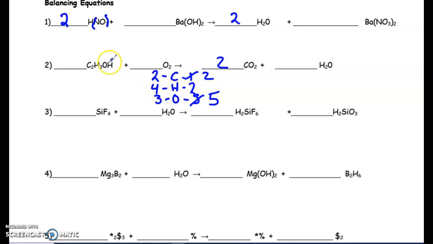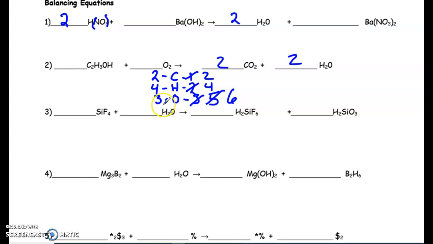So 4 on the left, 2 on the right. So I'm going to put 2 there to double that. Now that's going to be 4, but that also changed the number of oxygen. 2 times 1 plus 2 times 2 gives us 6 total oxygens. Alright, now that does create something that's easier for us to fix though, hopefully, because we need 3 more oxygens on the left side.